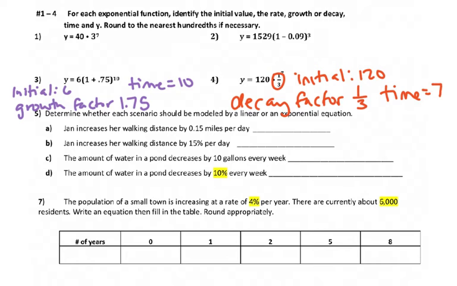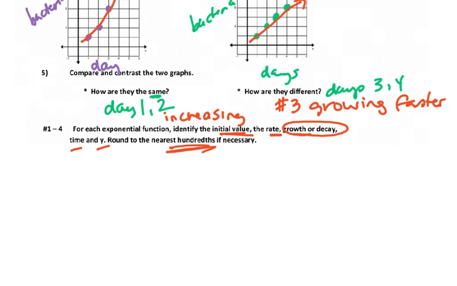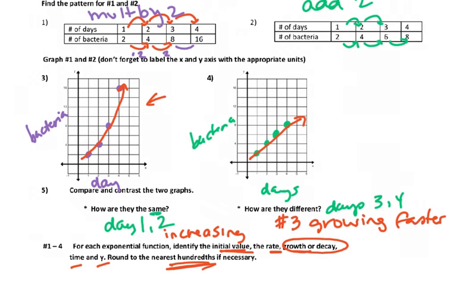Okay, the next section, we're going to determine if this scenario would be modeled by a linear equation or an exponential equation. Oh, that was one thing I was going to say up here. This is linear, and this is exponential. All exponential equations are going to grow like that. Linear equations are a constant rate of change. Exponential equations are not a constant rate of change.